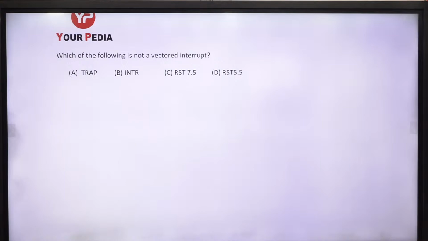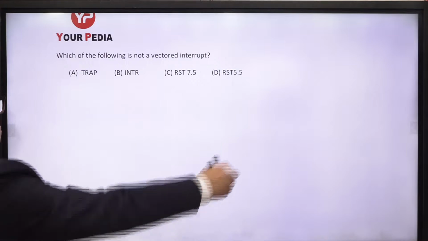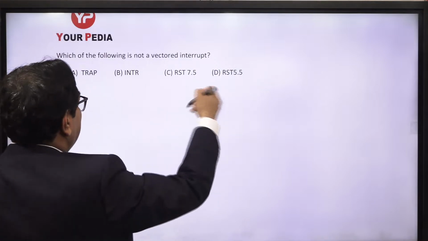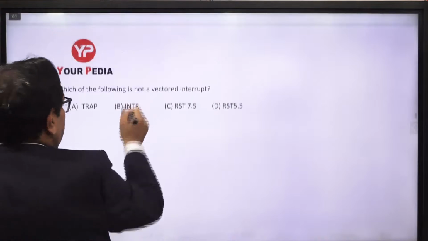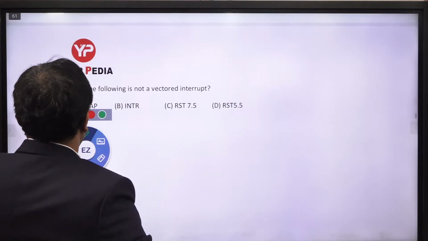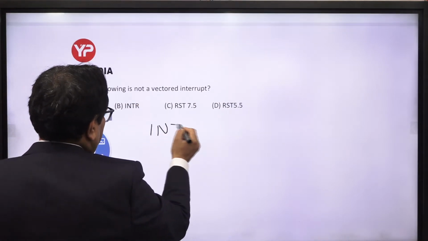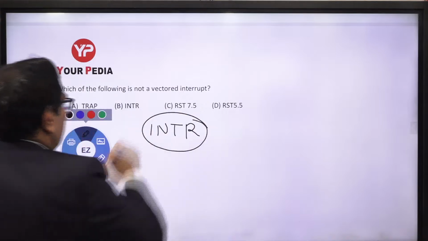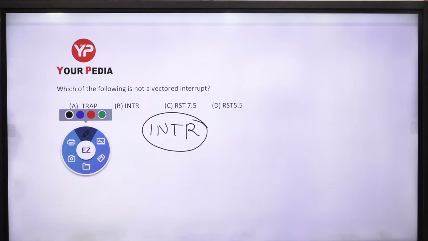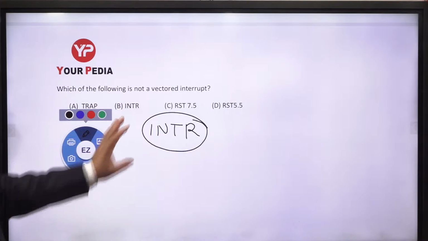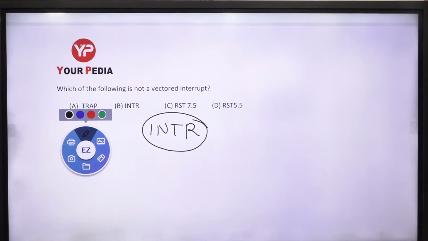So Anirudh, you are right. Cool Bro is writing C. You know we have vectored and non-vectored interrupts. So TRAP and RSTs are vectored interrupts. INTR is the non-vectored interrupt. So please remember INTR. This is non-vectored. So B is the right answer here. Others are vectored interrupts. Only one non-vectored interrupt exists, INTR. So please remember this, it can save your time. Such questions also come in the exam. Now let us move to the next question.